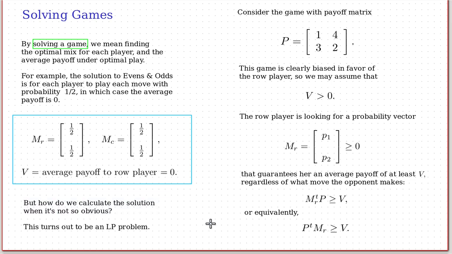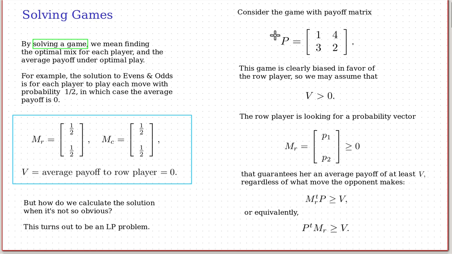Well, that turns out to be a linear programming problem. So let's consider one particular example. Here's another 2-player game. Again, it's represented by a 2x2 payoff matrix, so again, a very simple game. It's no more complicated, really, than evens or odds. It just has a different payoff matrix.